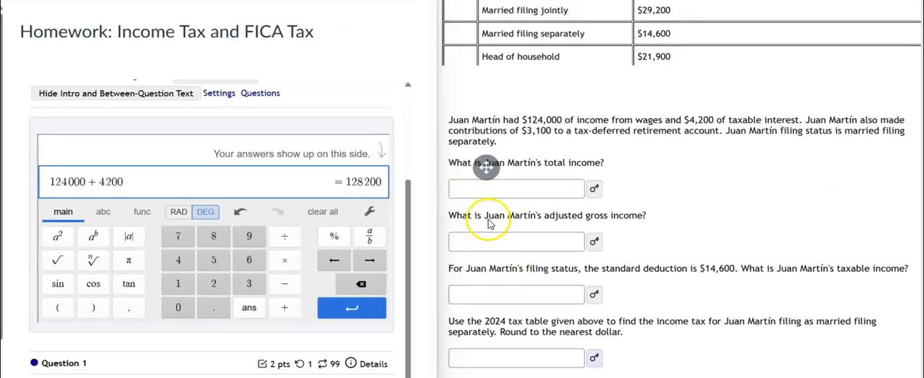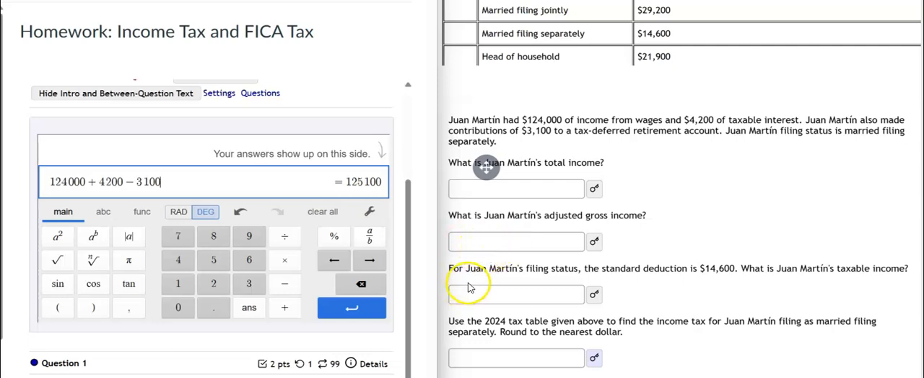Next question is, what's Juan Martin's adjusted gross income? To find that, you subtract this adjustment, which is the tax deferred retirement account amount, 3,100, from the total income, which is also called gross income. So you subtract 3,100 from this 128,200, and you get $125,100. That is the adjusted gross income, and it goes here.